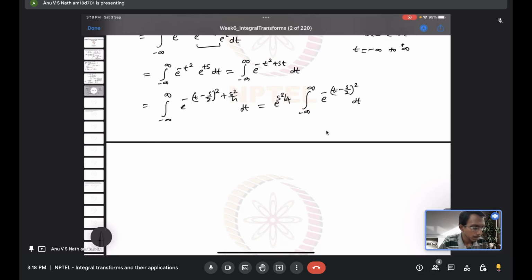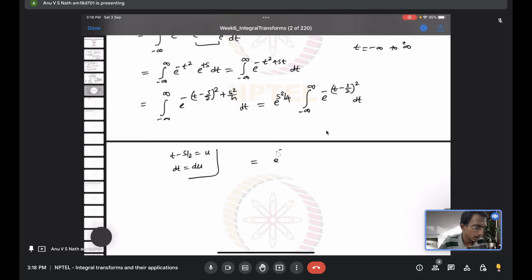Now you can substitute t minus s over 2 as u, so that dt is equal to du. You don't really need to, because it's just a shifting, so the integration will become obvious. Also, the limit won't change for any real finite value of constant s. You will see it is minus infinity to plus infinity even for u, and the exponential of minus u square du.